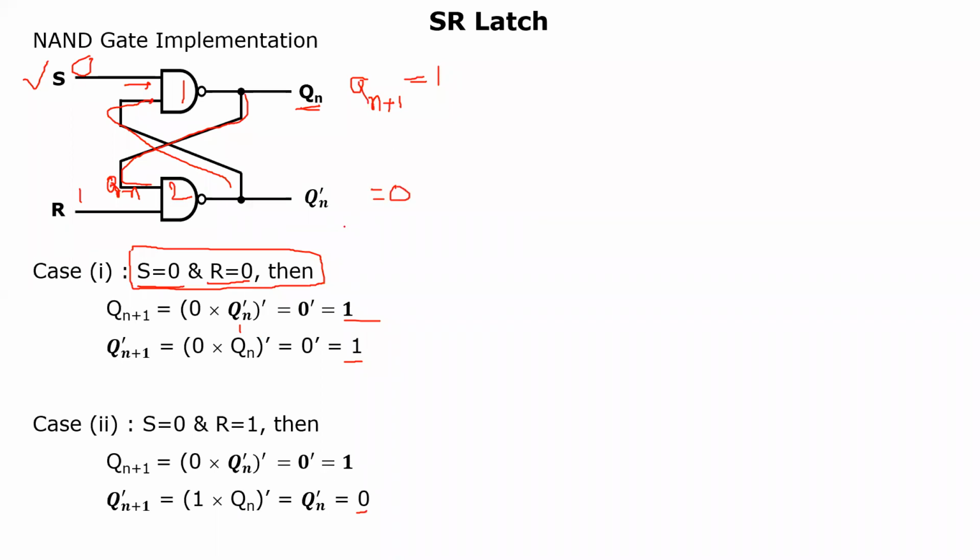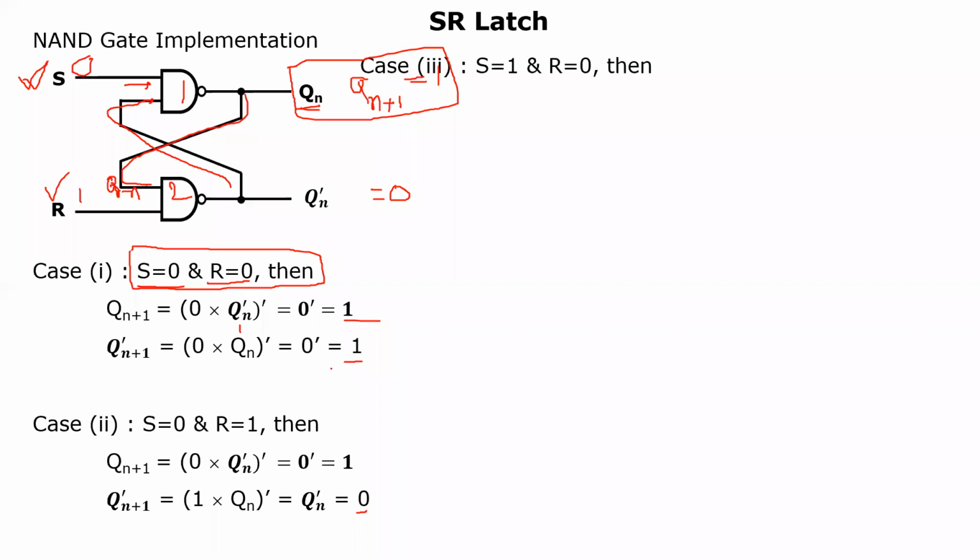It is eligible. So therefore, when 0 and 1 are applied, s equals 0 and r equals 1. Whatever the output you have, your value could be set to 1 here. You can observe this one. Obviously, if Qn equals 1, then Q complement must always be 0. Yes, when s equals 0 and r equals 1, your value must be set to 1.